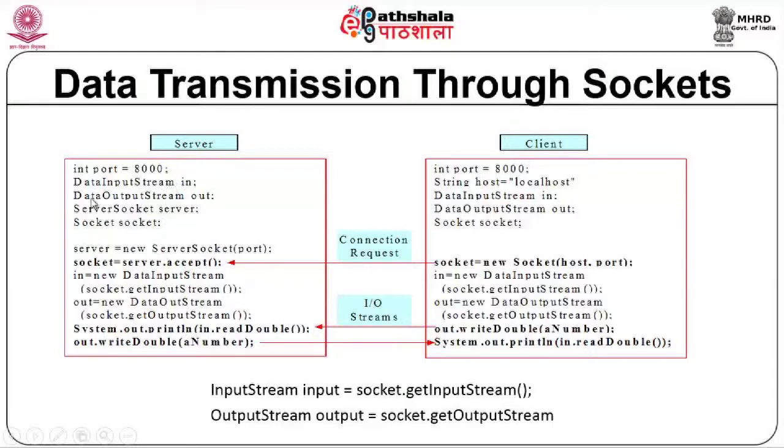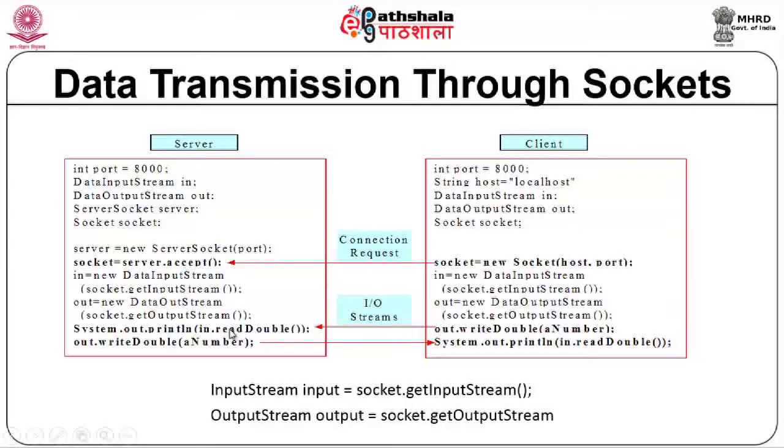Here we have a server program. Here we have created the server socket and called the server socket object's accept method, which would return a socket object, and we create the input stream and the output stream, and we try to read the information that is sent from the client. So, we use a method called readDouble. writeDouble is a method which is used by the client to write a double value to the server.